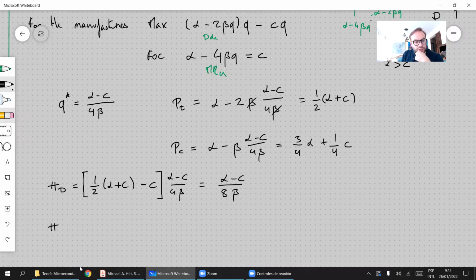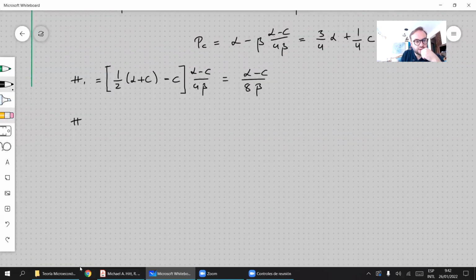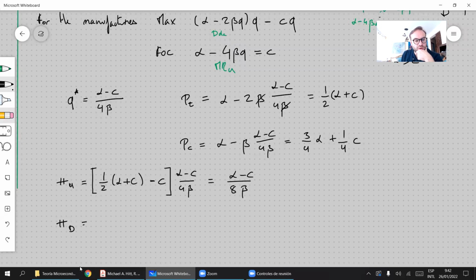And the profit for the upstream, oh, sorry, I'm doing things incorrectly. So this one is the upstream firm. This is correct. And this one should be the downstream firm. And for the downstream firm, what do I have? I have the same quantities. The prices are different. So the price for the final consumer is 3/4 of alpha plus 1/4 of C minus the price of purchasing from the manufacturer. This is half an alpha. Oh, sorry. Half an alpha minus half a C. Alpha minus C for beta.